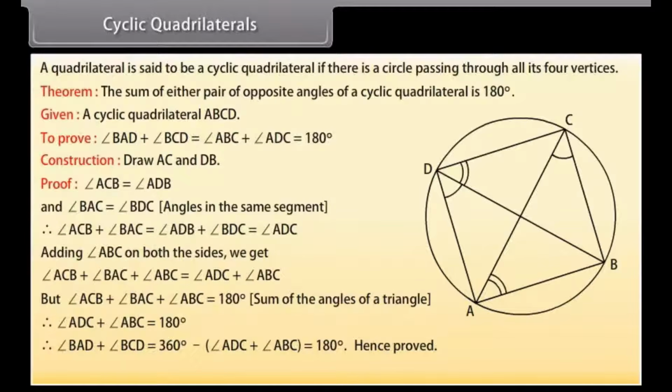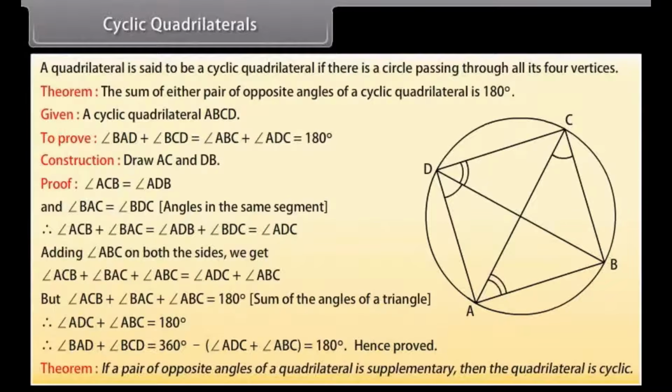The converse of this theorem is also true. That says, if a pair of opposite angles of a quadrilateral is supplementary, then the quadrilateral is cyclic.